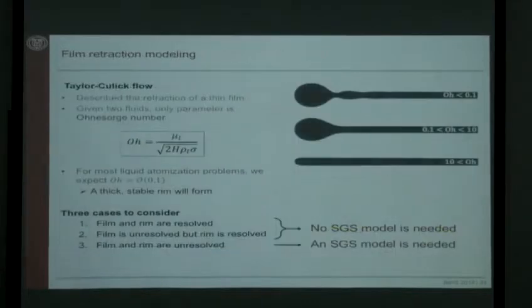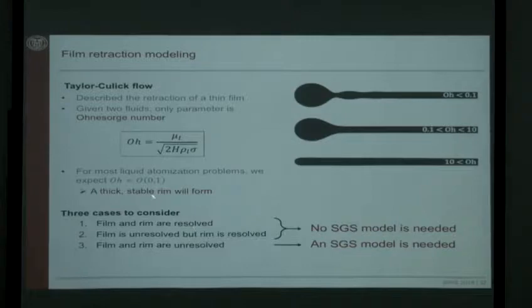The film retraction, I'm not going to spend much time on that since I think I'm already running a little bit over time, so I'm just going to say that we've started looking at this in terms of a simple Taylor-Culick flow. So this is the retraction of a film that ends with a rim. The only key parameter here is the Ohnesorge number. And for a range of Ohnesorge number, we can, from theory, figure out what is the expected shape.